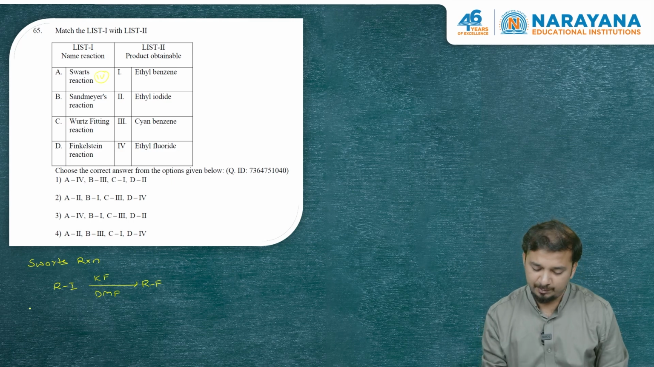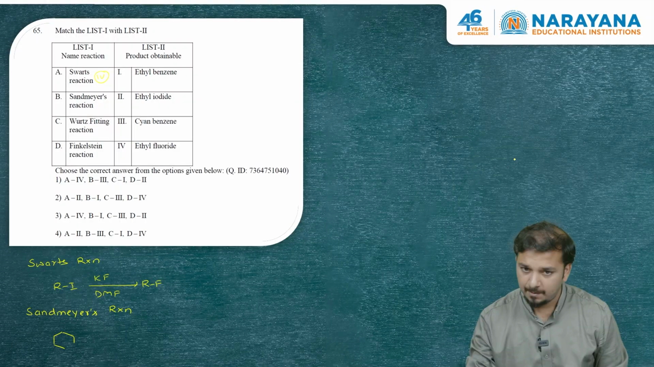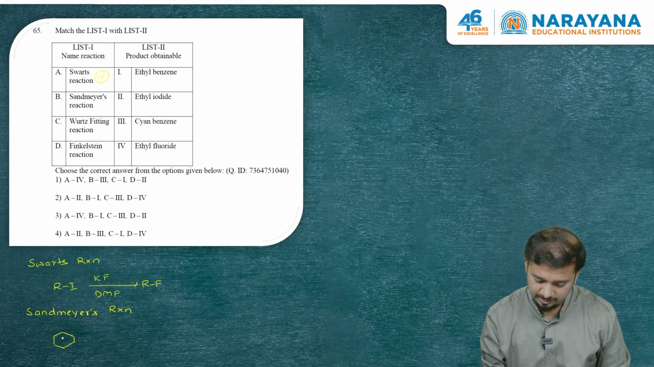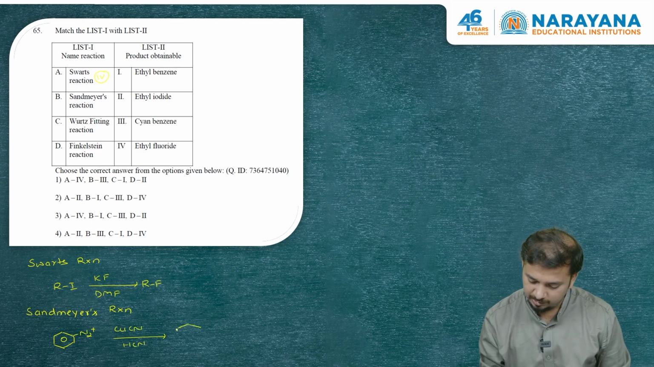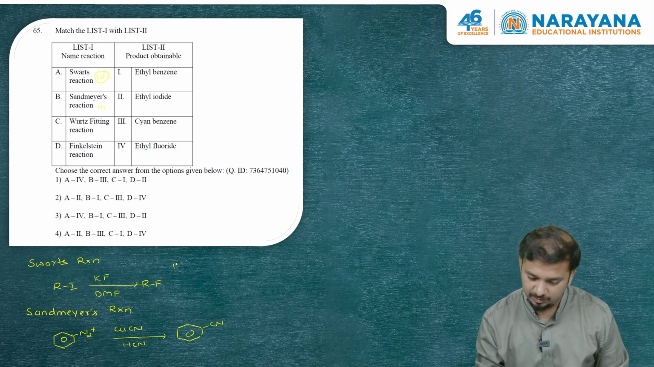If you see Sandmeyer's reaction, Sandmeyer's reaction is the reaction of benzene diazonium ion. So we can write benzene diazonium ion, C6H5N2+. If it is treated with CuCN and HCN, it will be converted to cyanobenzene. So B will be 3. So A is 4, B is 3.